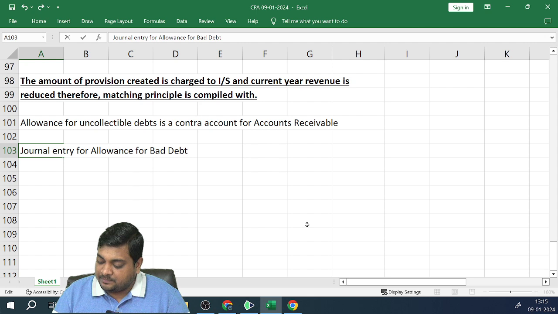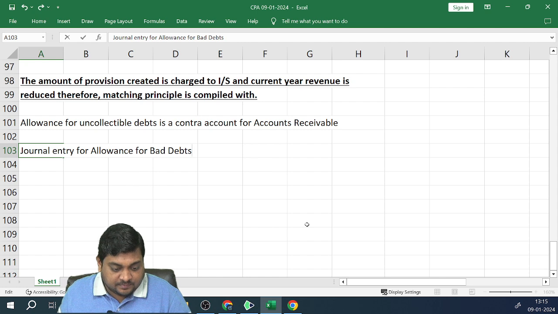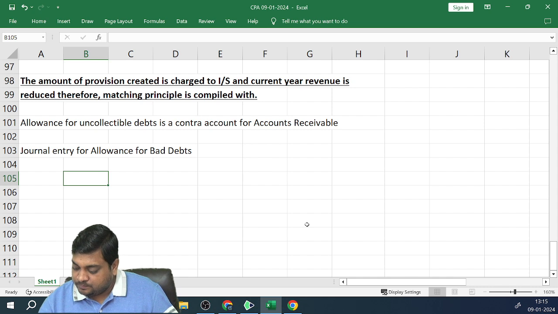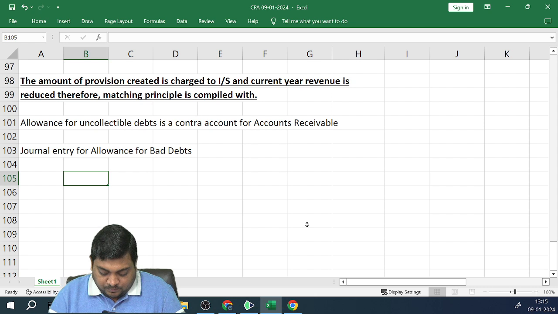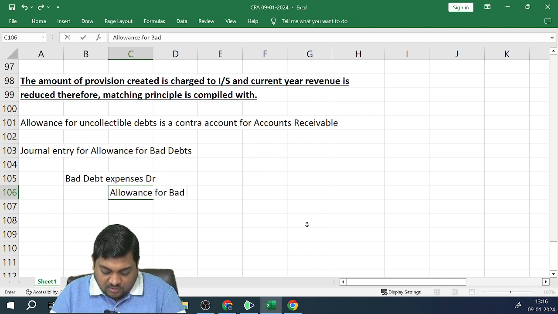Allowance for bad debt. Allowance for bad debt means the same as allowance for uncollectible debts. So bad debt expense debit, allowance for bad debts credit.